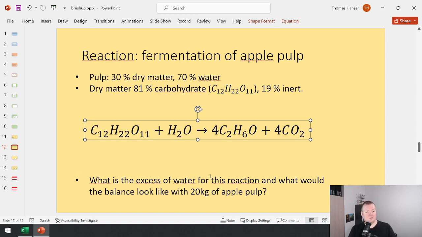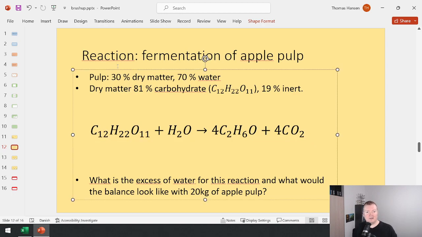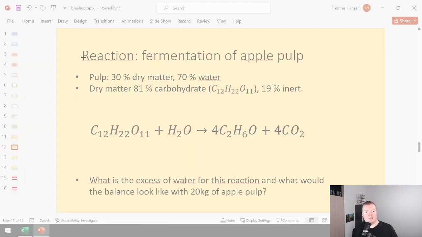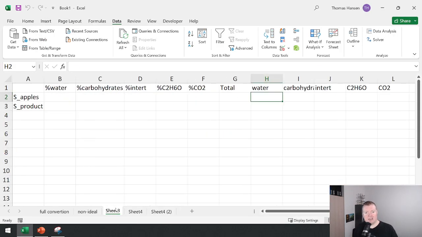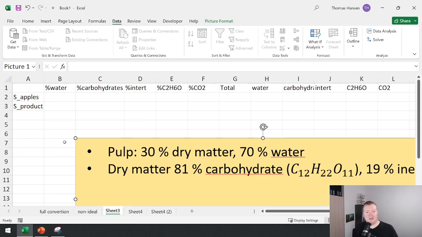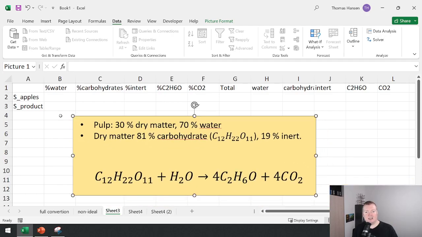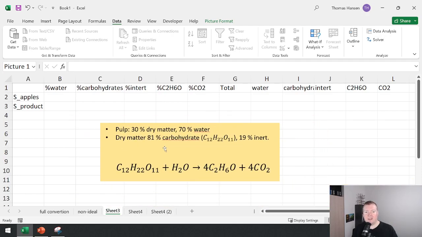And then the question is, what is the excess of water and what would it look like if I added 20 kilograms of apple pulp? So we're going to take that information. Actually, let's just take that part. Where is my snipper tool? We're going to grab this part. Actually, let's do that part. Jump over to Excel. I've already set up part of it. And let's have a look at what we can do here.